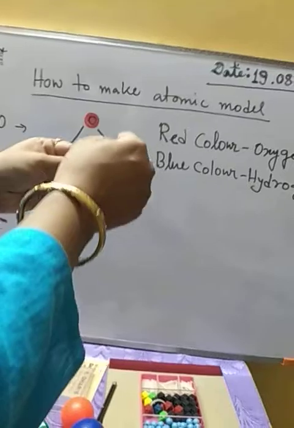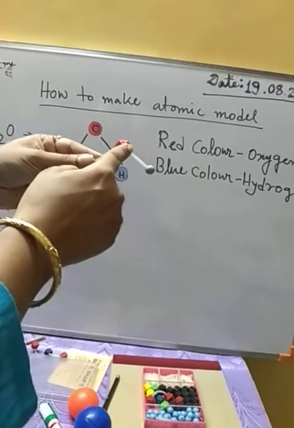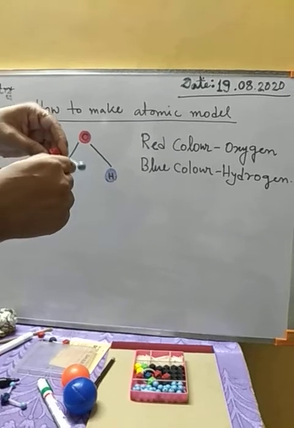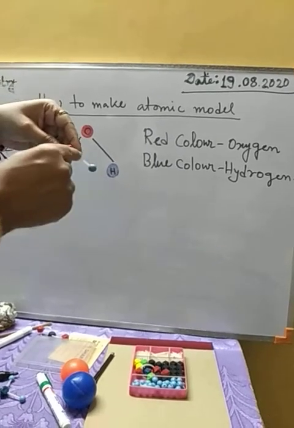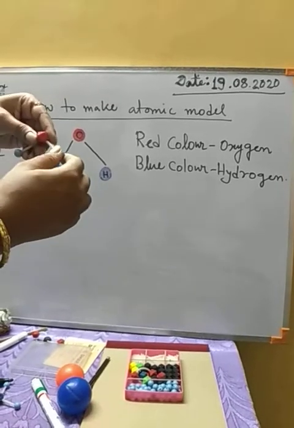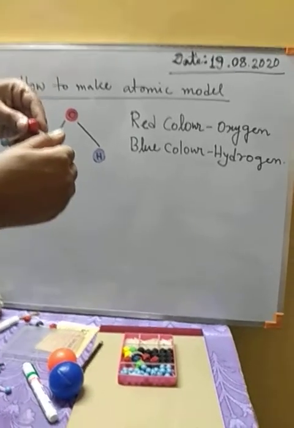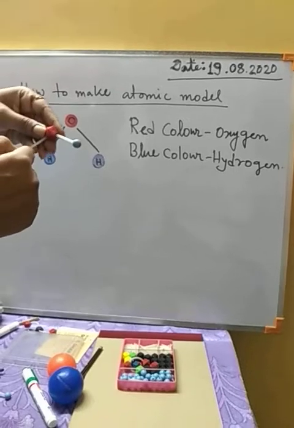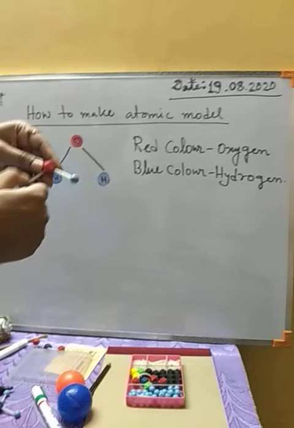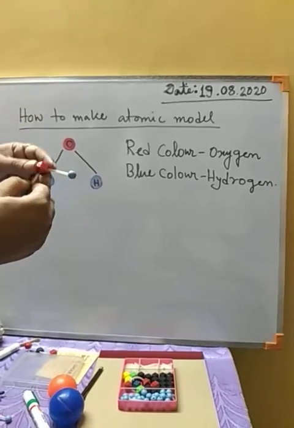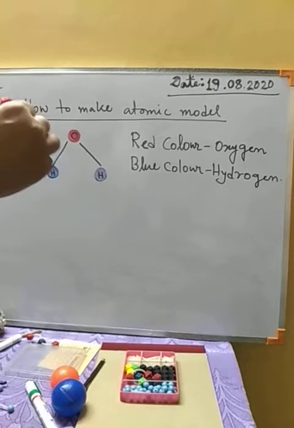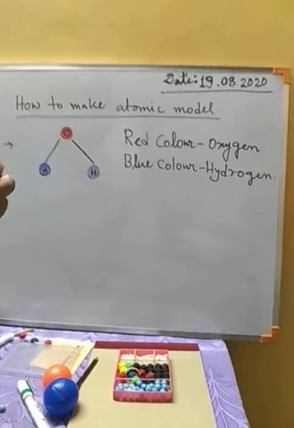Here the red paper ball will be there, and in between these two, the stick will act as the bond between hydrogen and oxygen. The blue color ball should be used for hydrogen, and again another hydrogen should be attached to this oxygen in the same manner with another stick. So in this manner you are going to make the model of water.